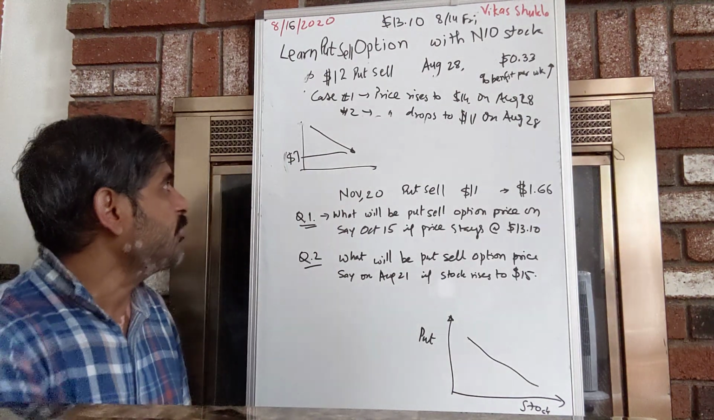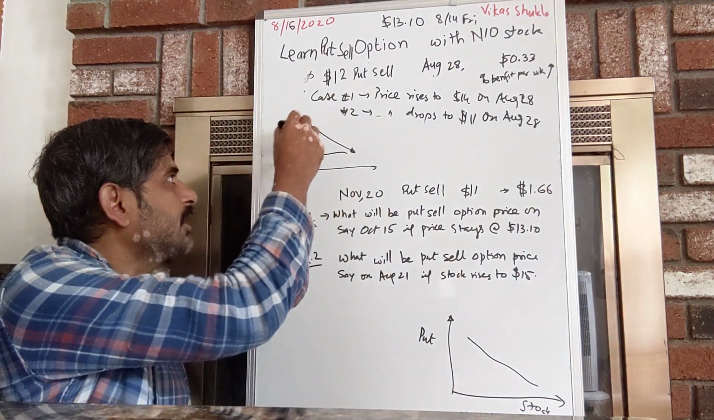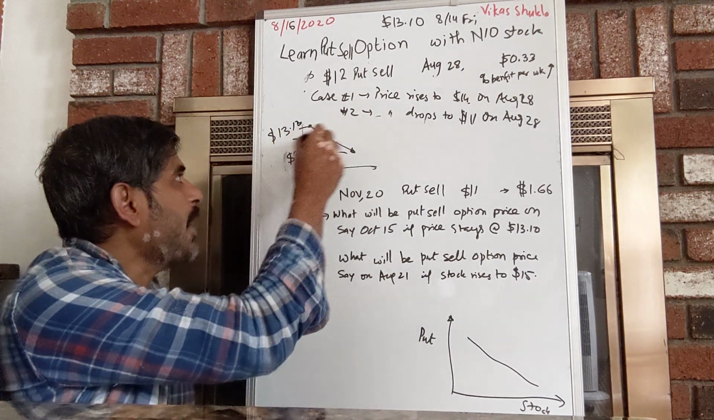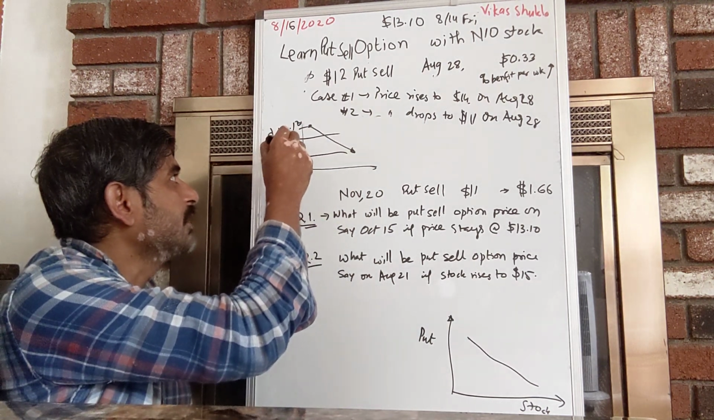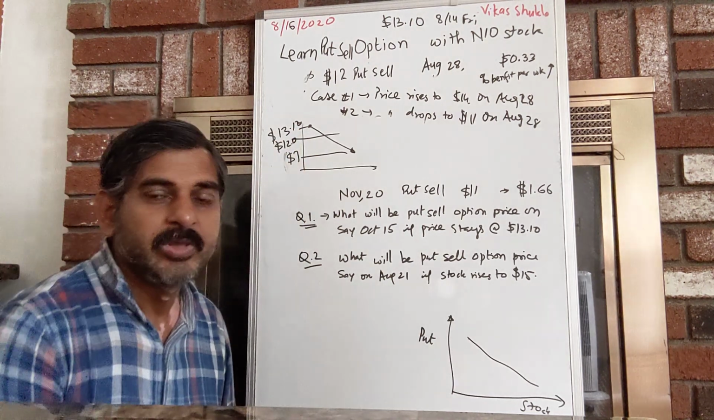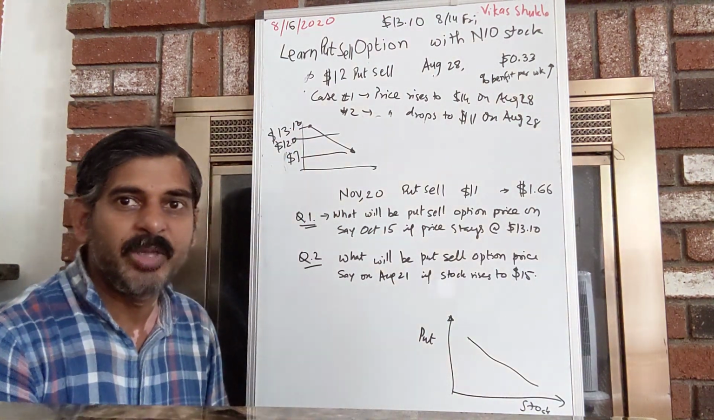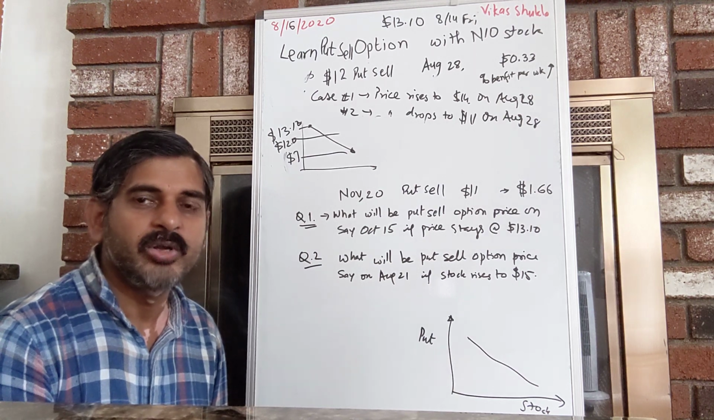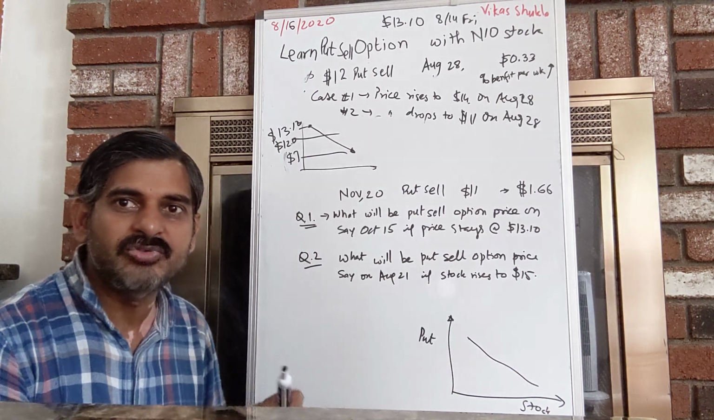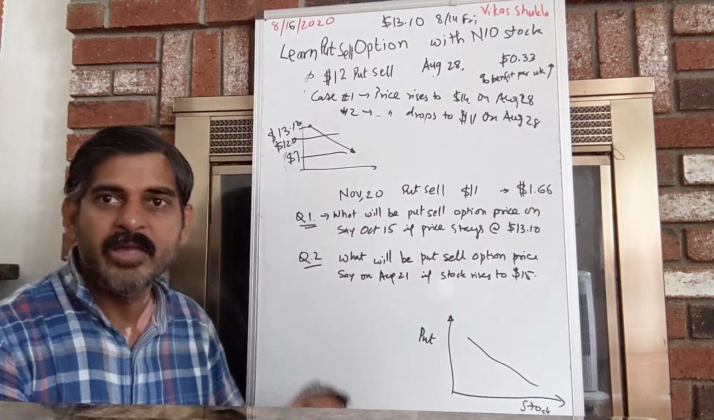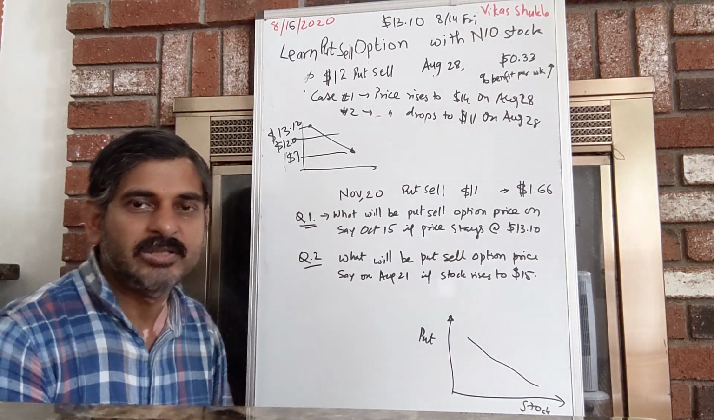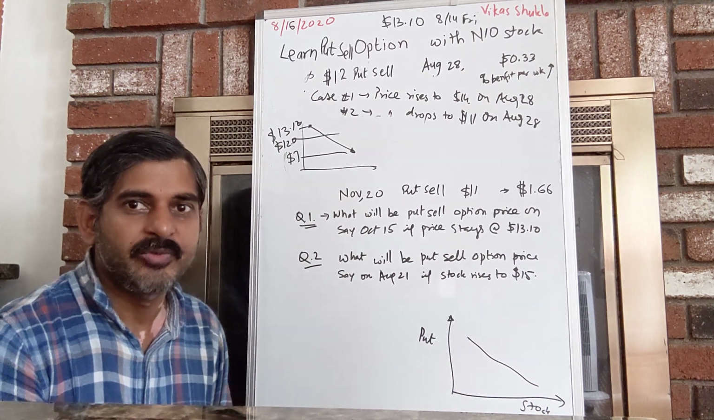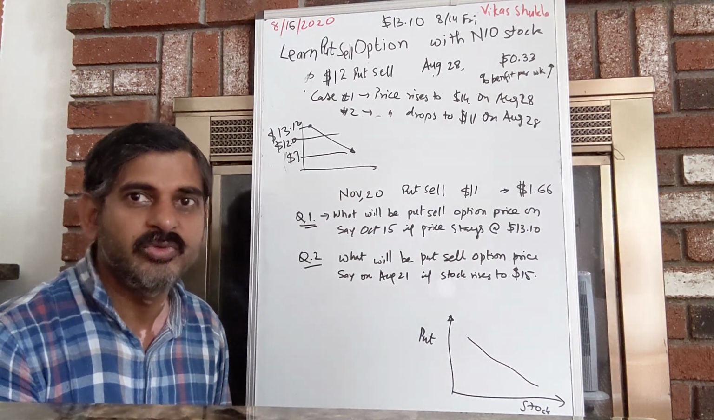So put buyers, what they do is they are sitting here at 13.10 right now, and then they buy a put for $12. They pay a premium in a similar fashion that we pay premiums for our cars and our homes. So we pay a premium to my insurance company, and what does that insurance company do? It provides protection. If your car gets crashed, it pays you.